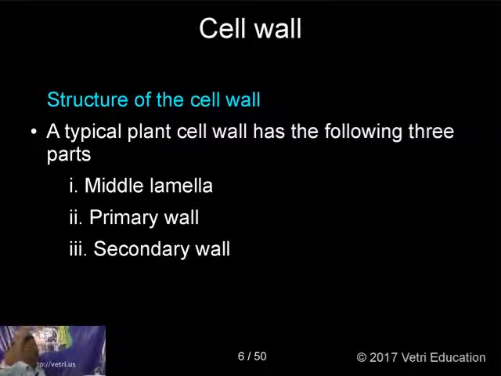Next, regarding the structure, a typical plant cell wall has the following three parts. One is the middle lamella, that is the center of two cells, and the primary wall, which forms below the middle lamella, and then the secondary wall, which forms below the primary wall.